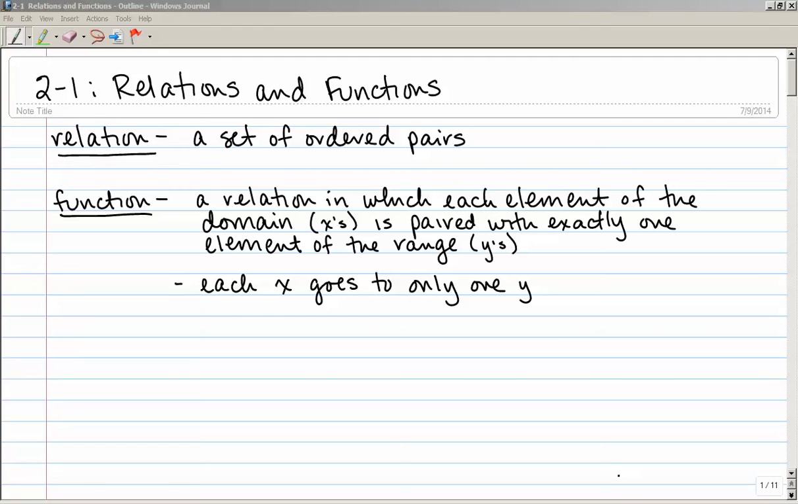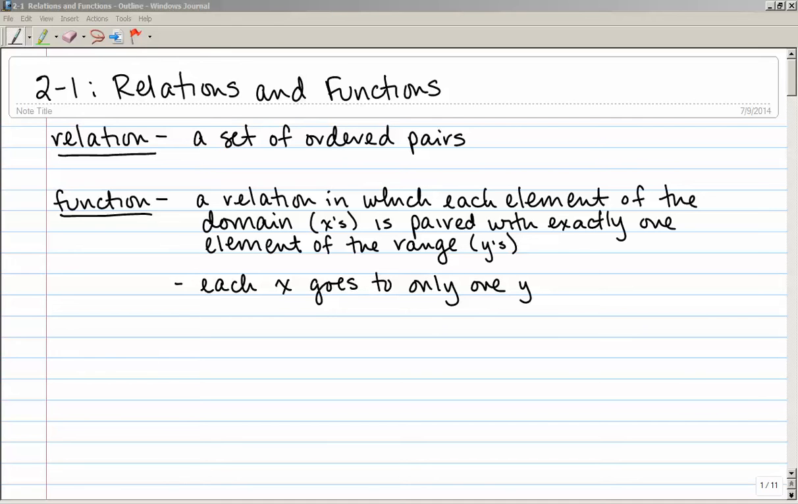Lesson 2-1 is on relations and functions. If you recall from Algebra 1, a relation is just a set of ordered pairs. But a function is a relation in which each element of the domain, that is the x's, is paired with exactly one element of the range, that is the y's.